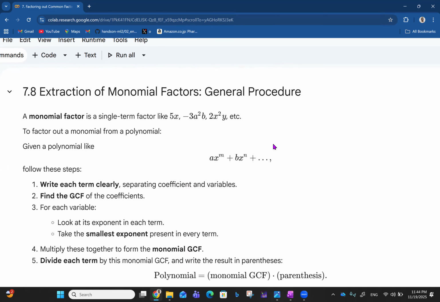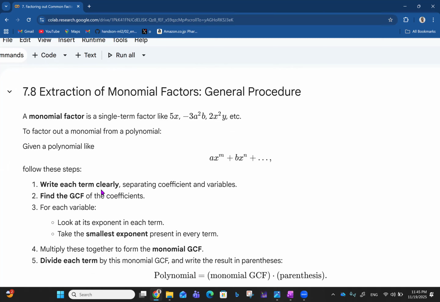I'm talking about the general procedure, right? A monomial factor is a single term factor like 5x, minus 3a squared b, 2x squared y. So it's a monomial, like in previous videos where we talked about monomials. So that's basically the idea. A monomial is simply a term in a polynomial, one of the terms taken with its sign. So to factor out a monomial from a polynomial, given a polynomial like ax raised to power n plus bx raised to power n and so on, you follow these steps.